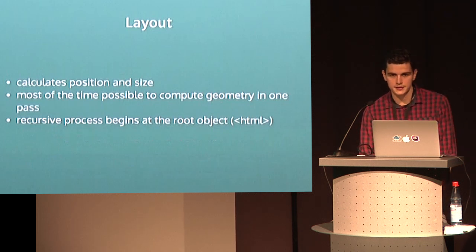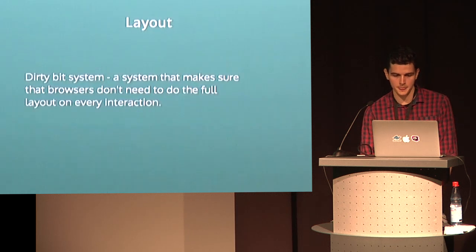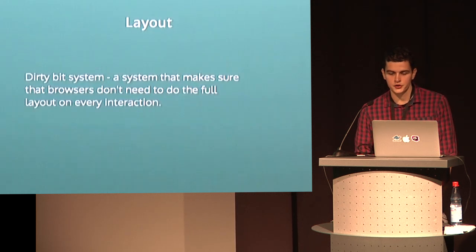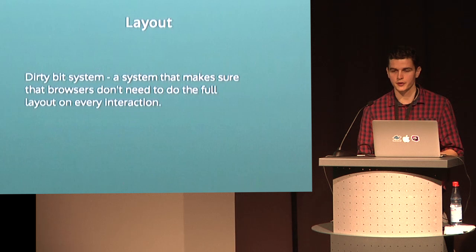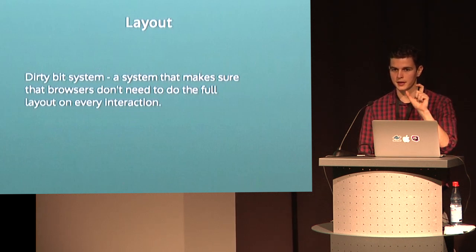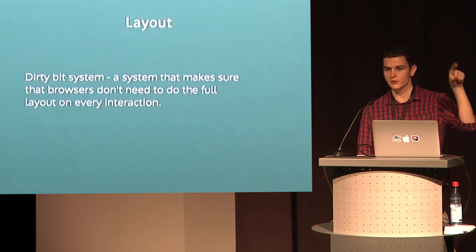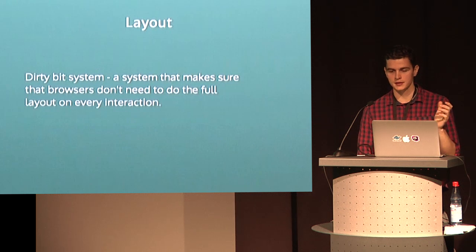Layout also has something called dirty bit system. This system makes sure that you don't have to run full layout on each browser interaction. So let's say you just modify two nodes, two DOM elements, way inside of the tree. There is no need to re-render the whole tree. You could just relay out those two and not worry about the rest.